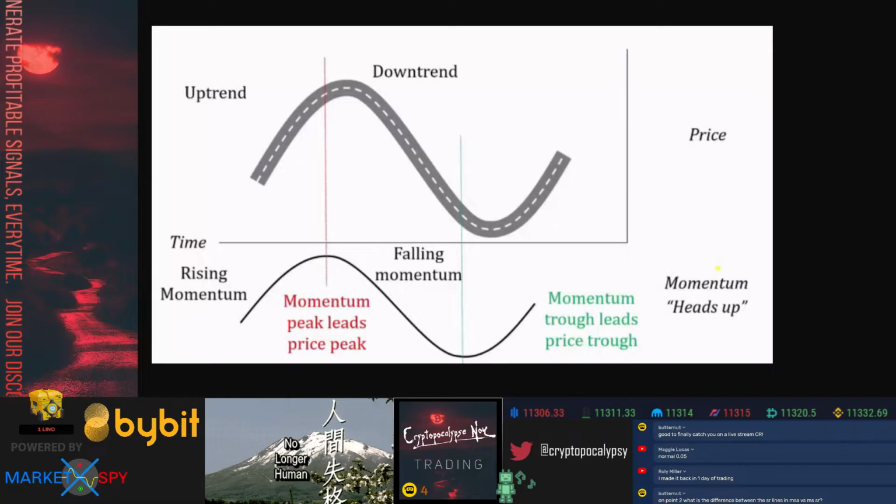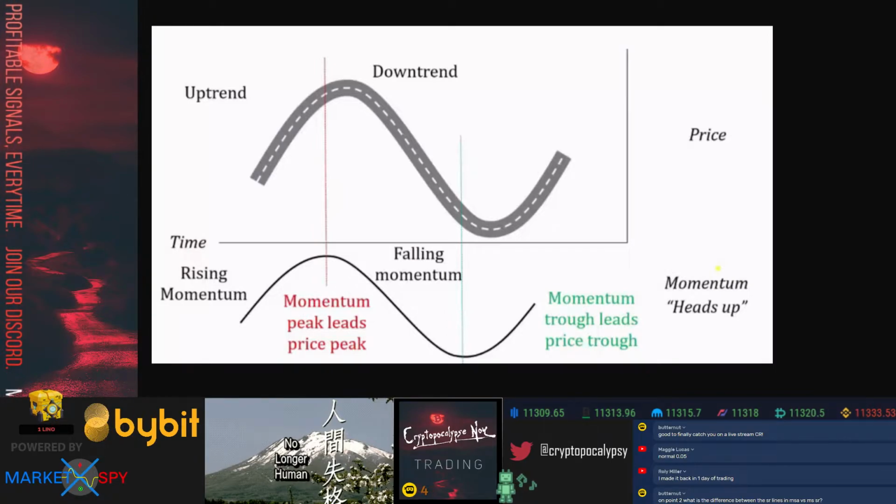Now the uptrend and the downtrend, this is your king. You know who the king follows? His advisor. That's right, a king never makes decisions on his own. Price is king, which follows the momentum.